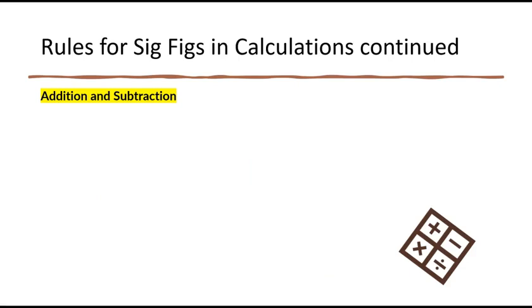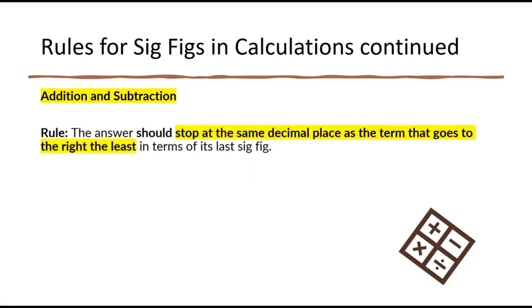Let's go ahead and continue with addition and subtraction. The rule: the answer should stop at the same decimal place as the term that goes to the right the least in terms of its last sig fig. In other words, we need to look at the decimal place of the last significant figure in all of our terms.